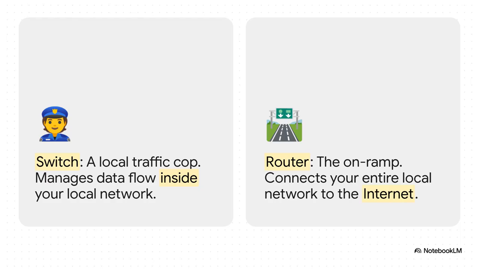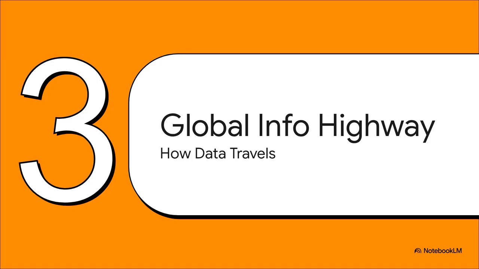Okay, this is a big one. People get switches and routers mixed up all the time, but they have totally different jobs. A switch is purely a local traffic cop. It only handles traffic inside your own private network. The router, though, is the gatekeeper. It's the one and only on-ramp that connects your entire little neighborhood to the massive public superhighway that is the internet.